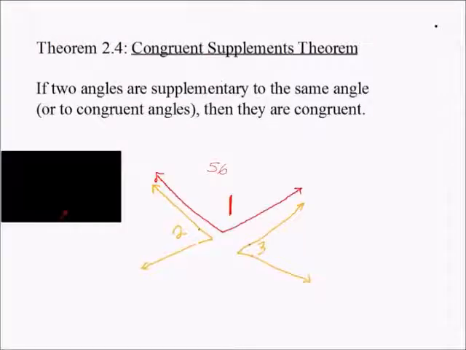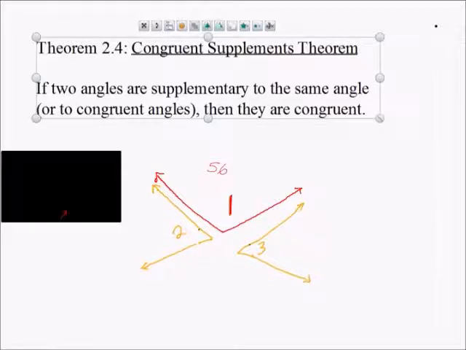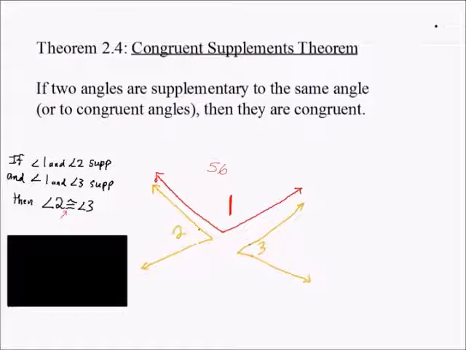Next card, the congruent supplements theorem. It's a little twisty, but it's really kind of the same. It's simple to me. Two angles are supplementary to the same angle. So 2 is supplementary with 3, 2 is supplementary with 1, 3 is supplementary with 1. Then the theorem says that 2 and 3 have to be the same. If 1 and 2 are supplementary, and 1 and 3 are supplementary, then 2 and 3 have to be congruent.